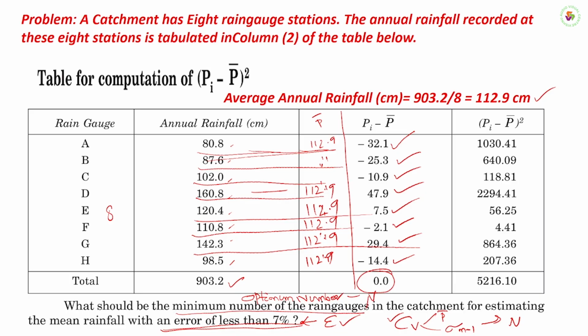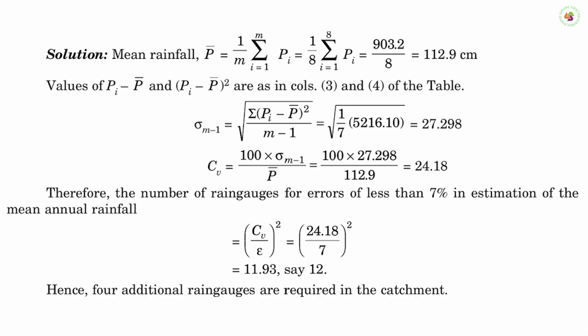Please check that. Then I calculate Pi minus P bar, whole square. All this I am doing only to calculate the standard deviation. So I made this whole square and then I sum it. This is the sum. Next page I will show all the things. First the average, satisfied. Then Pi minus P bar whole square I have calculated. Then finally sigma is equal to 1 by 7 times the total cumulative value. So you got this value.